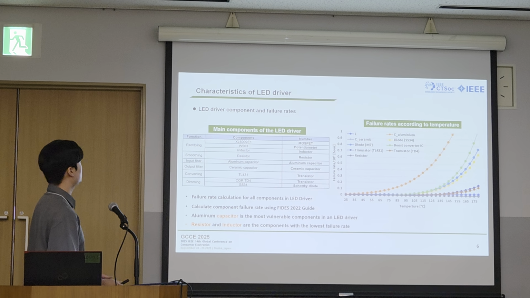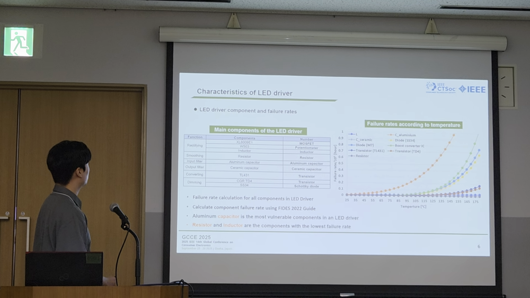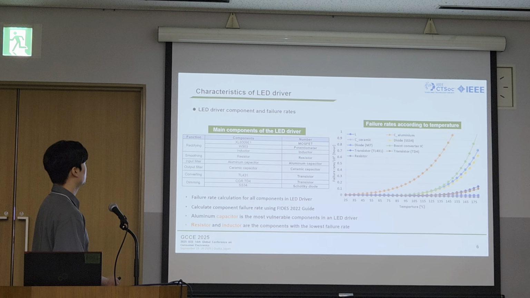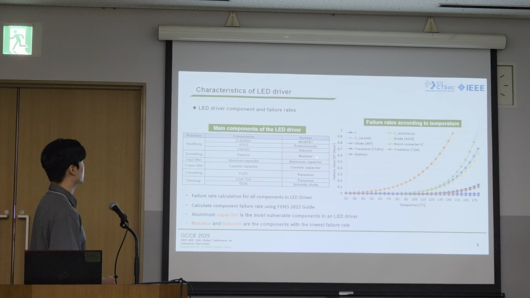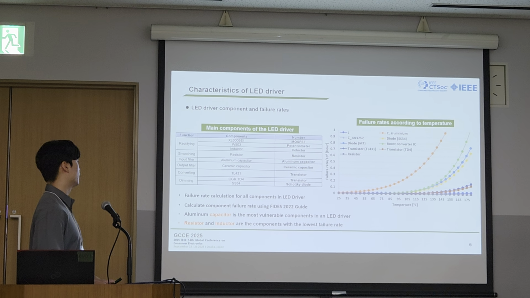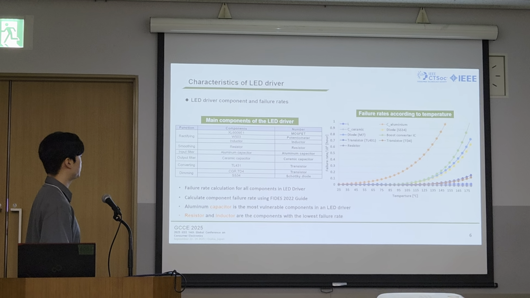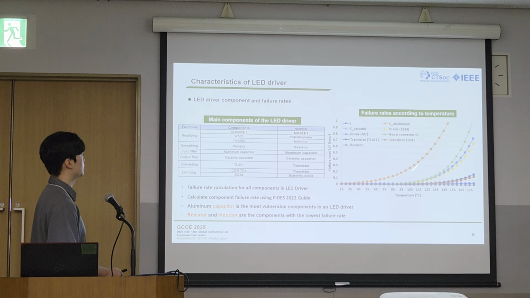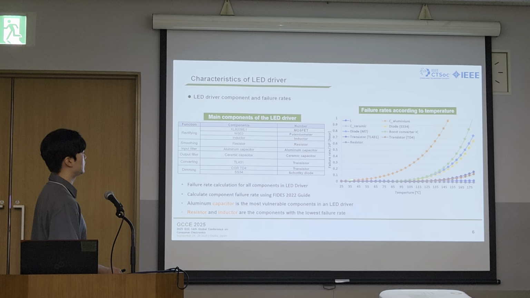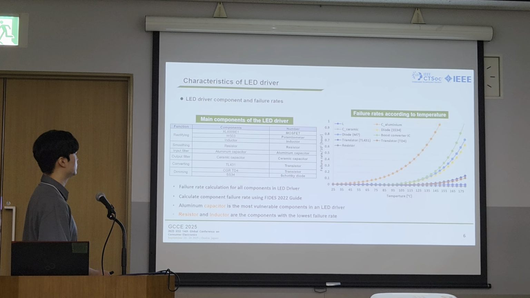This page shows LED driver components and failure rates. The table on the left shows the main components of the LED driver. There are MOSFET, potentiometer, inductor, resistor, aluminum capacitor, and so on. We calculate these component failure rates using the FIDES 2022 guide. And the graph on the right shows the failure rate according to temperature. Here, the x-axis is temperature, and the y-axis is the failure rate.